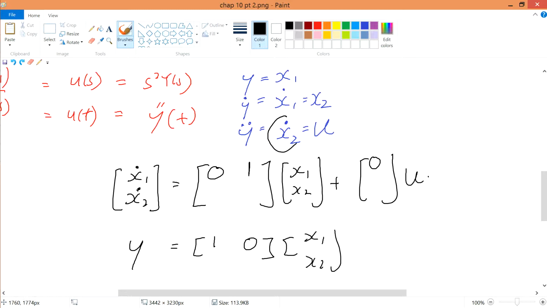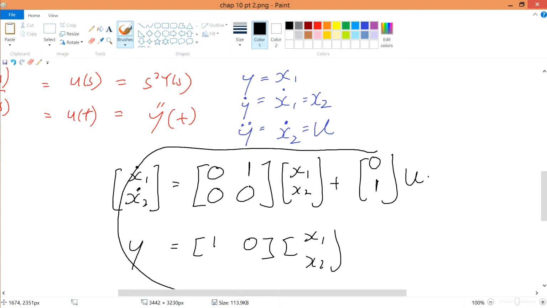Next, your x2 dot is equal to u. So it's not equal to x1 or x2, it is by itself. x dot 2 is equal to u straight away. So over here is just simply 0 and 0, because there's no x1 and x2 in terms of itself. X dot 2 is equal to u straight away, so it's just 1 times u. Therefore you have your state space already.